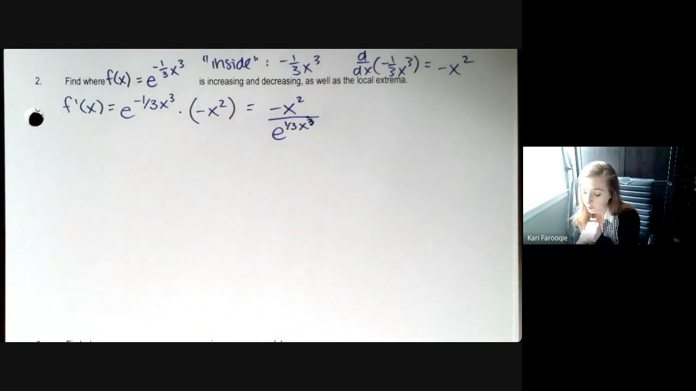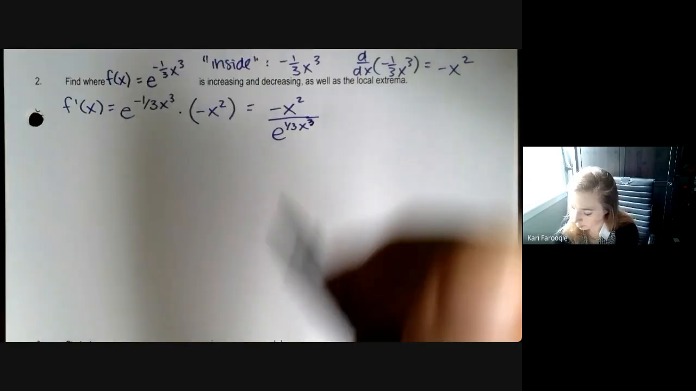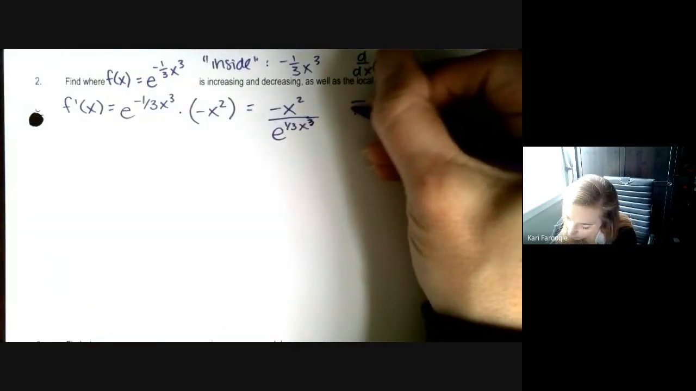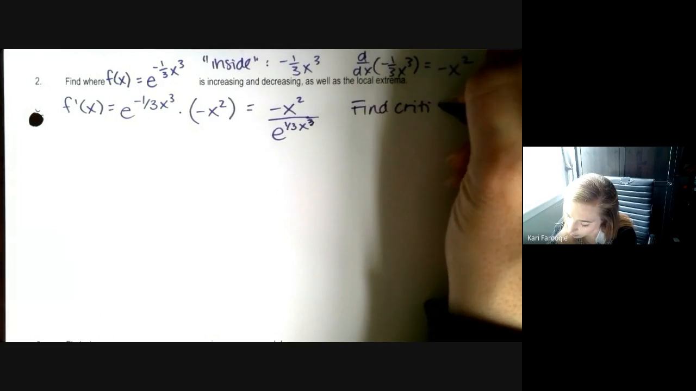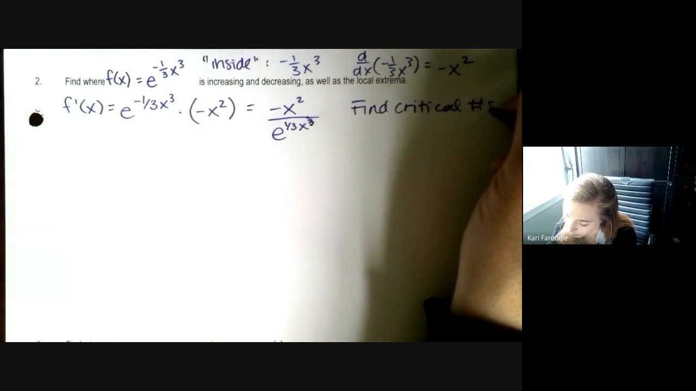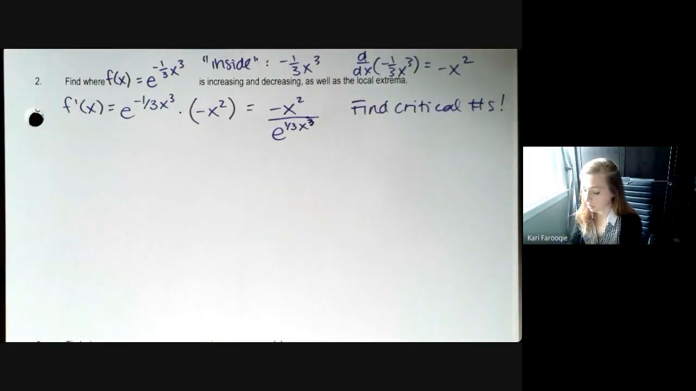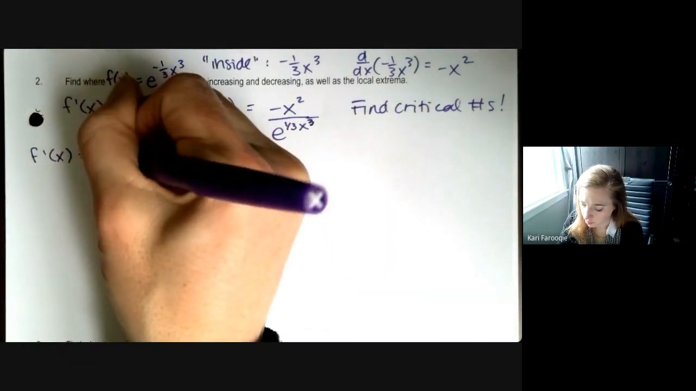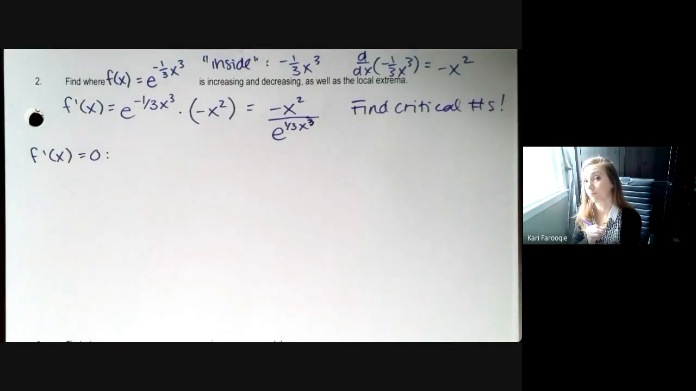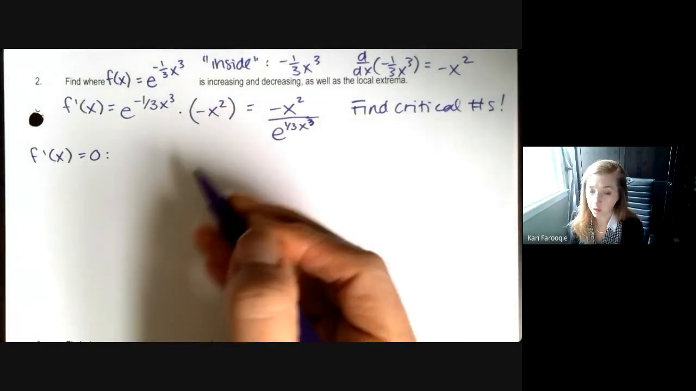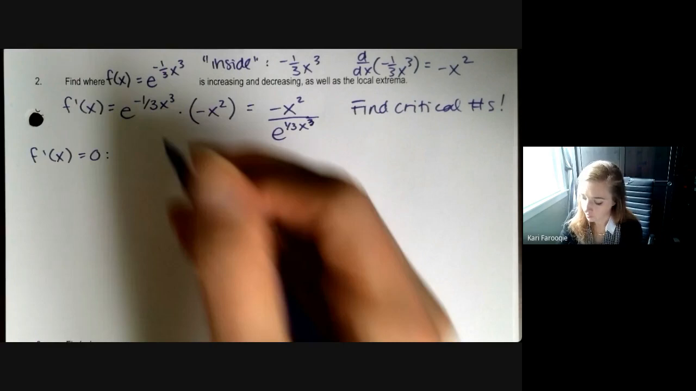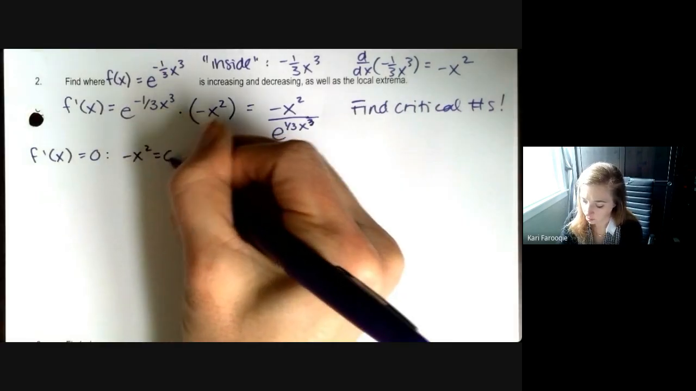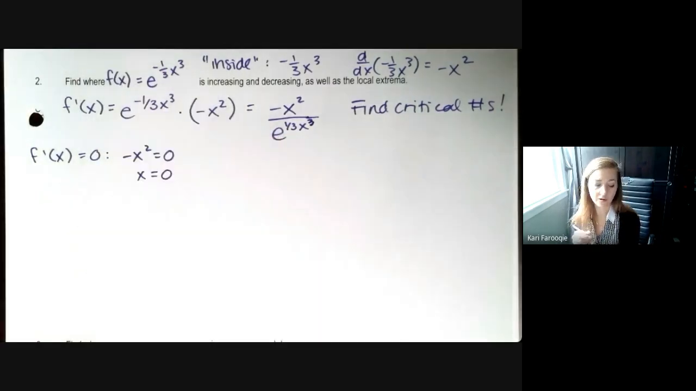In order to look for local extrema and cutoff values where it might be increasing or decreasing, we need to find critical numbers. So I'm going to say find critical numbers. In order to do that, I'm going to be looking for places where, first off, the first derivative is equal to 0. Now that's going to happen when the numerator equals 0. So that means negative x squared equals 0. And that's only going to happen when x equals 0.